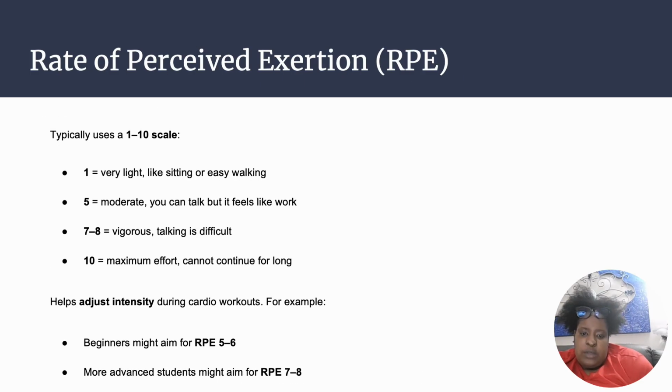The rate of perceived exertion, RPE, typically uses a scale of 1 to 10. 1 is very light, like sitting or easy walking. And it goes all the way to 10, the maximum effort, which cannot continue for long. It helps to adjust intensity during cardio workouts. For example, beginners should aim for an RPE of 5 to 6, and more experienced students or athletes can aim for an RPE of 7 to 8.